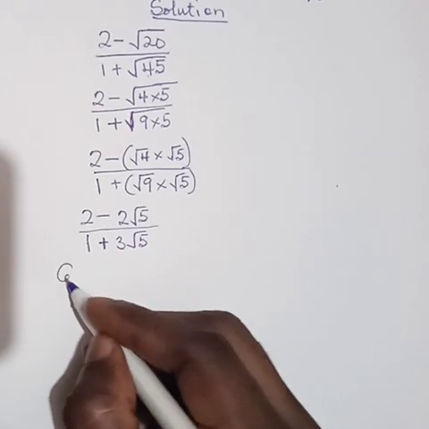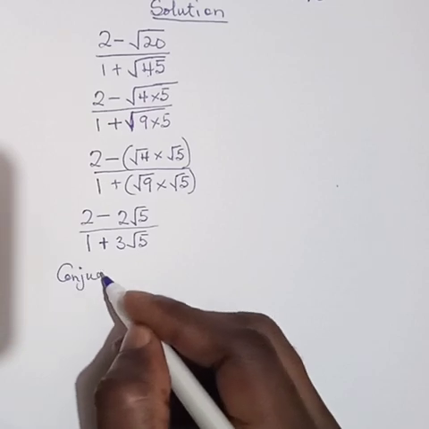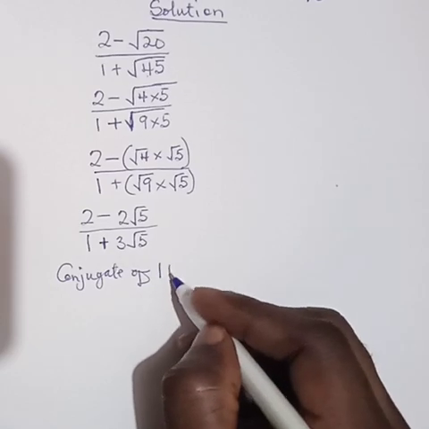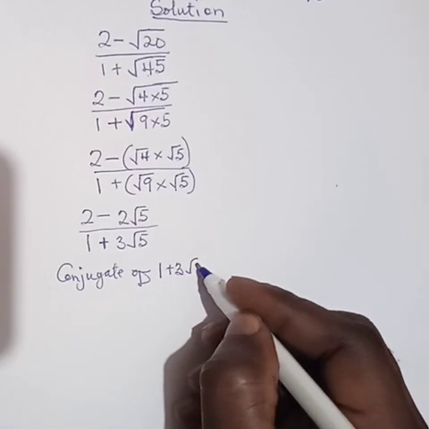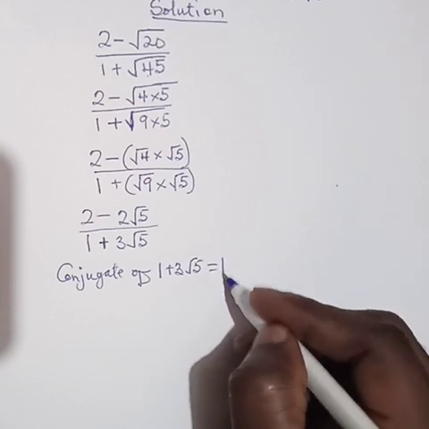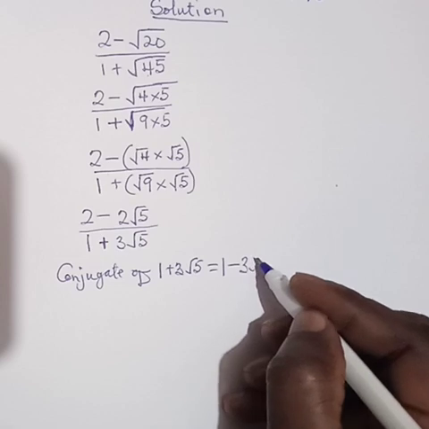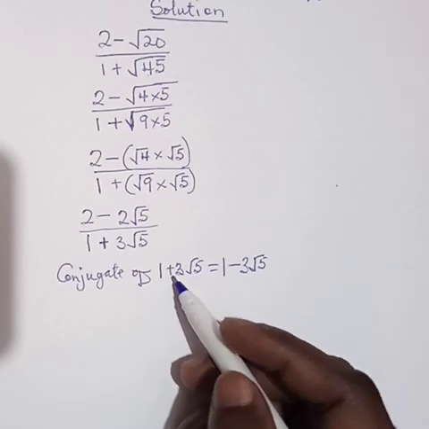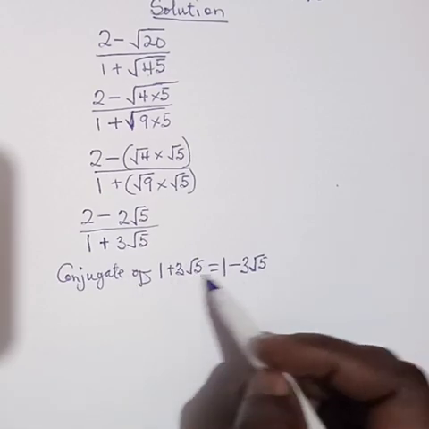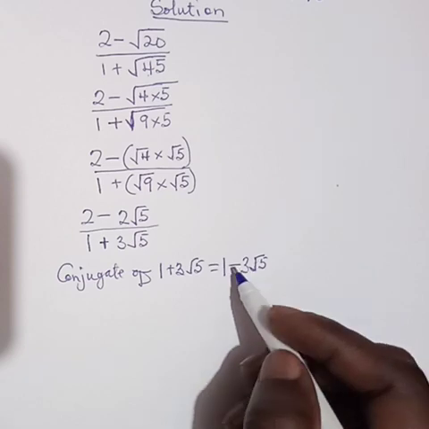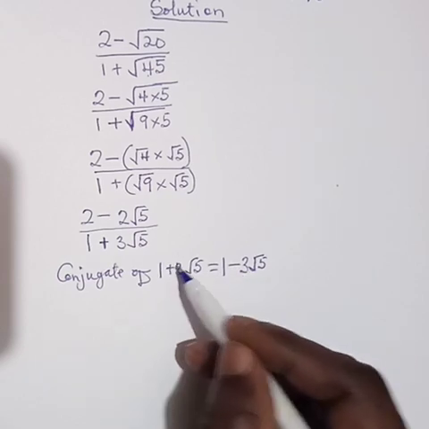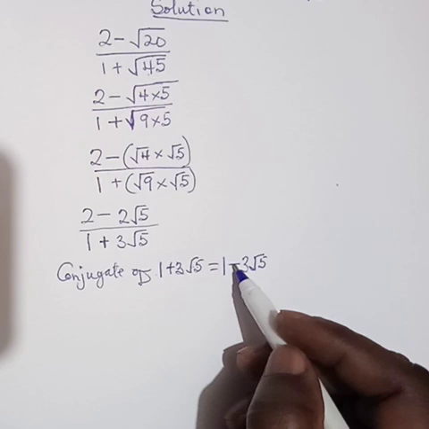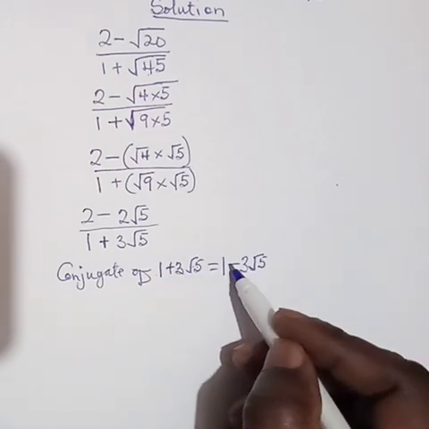So if I say the conjugate of 1 plus 3 root 5 will give me 1 minus 3 root 5. So just in case you find some of these examples and you're asked to find the conjugate, this is how you are going to do it. It's only a matter of changing the addition sign, which is separating the terms. This is one term, this is another term. So the conjugate will change this to subtraction.